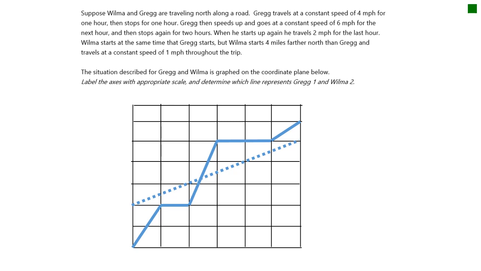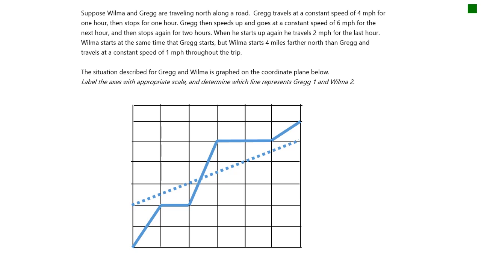All right, the very last one, sorry. The very last problem can get confusing, and like I said, you don't want to read the whole problem all at once. You want to take each sentence at a time because you will get confused, especially with a problem like this. Okay, so it says suppose Wilma and Greg are traveling north along a road. So we're talking about two people, Wilma and Greg. Okay, so you need to identify which line represents which person.